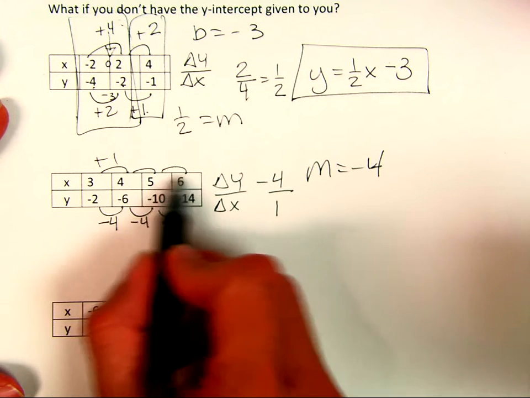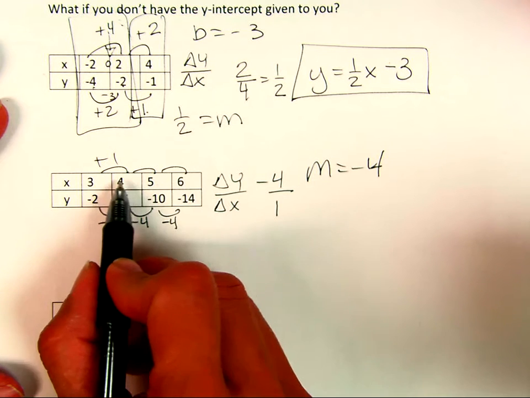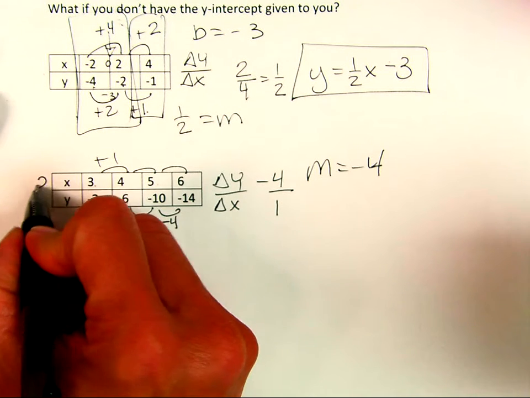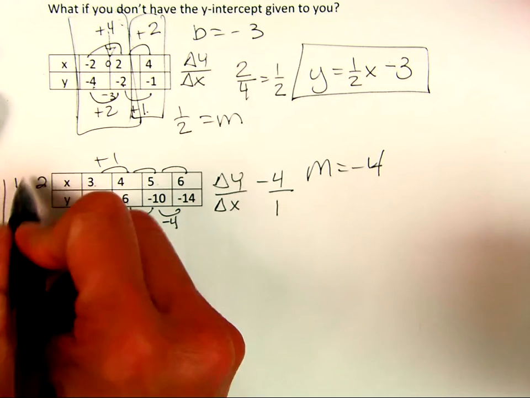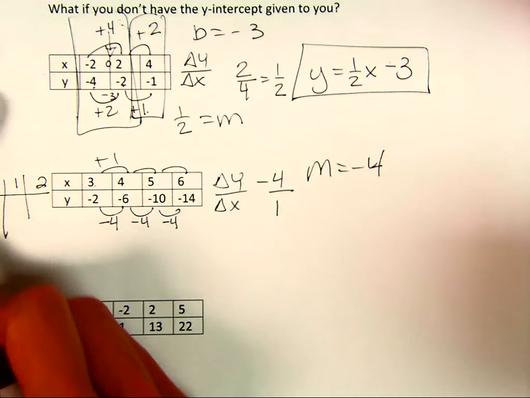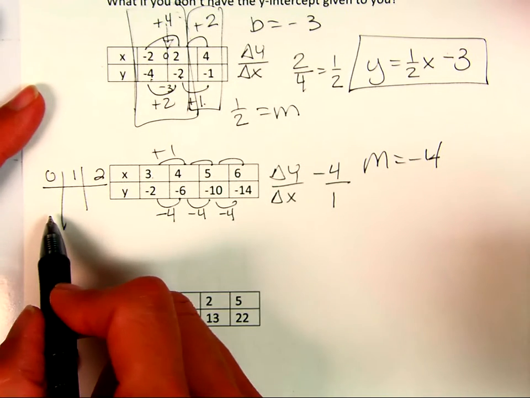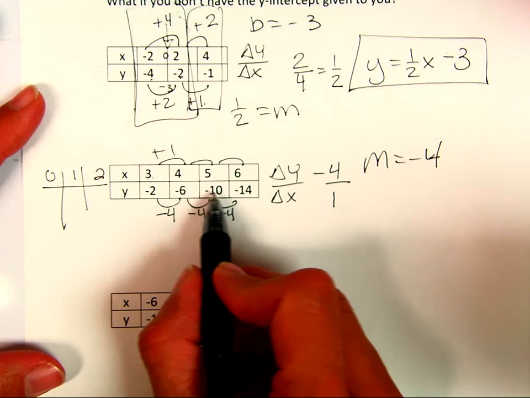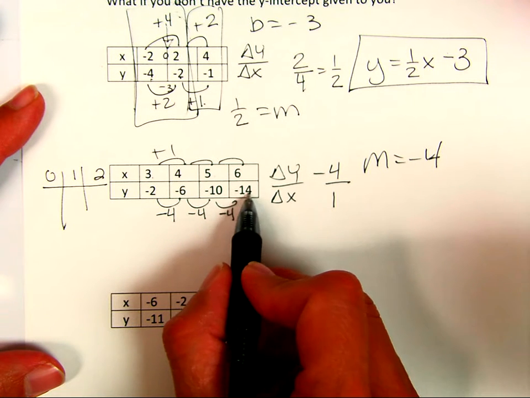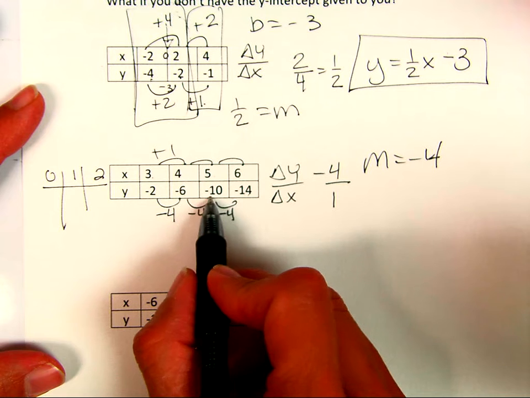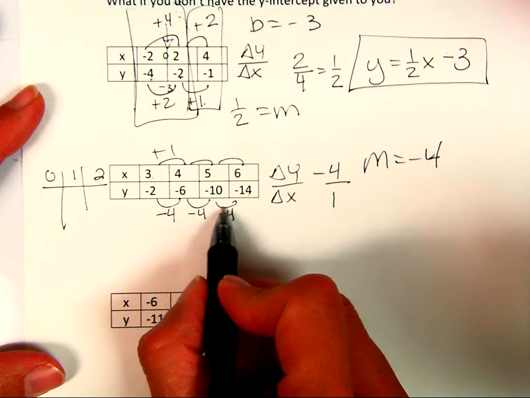It would be when x is 0. So I'm looking 6, 5, 4, 3. I need a 2, a 1, and a 0. I need those 3 points to figure out what this one's going to be. And so now I'm going to go backwards. What would I do here from -14 to get to -10? Well, if I subtracted 4 this way, I'm going to add 4 this way.